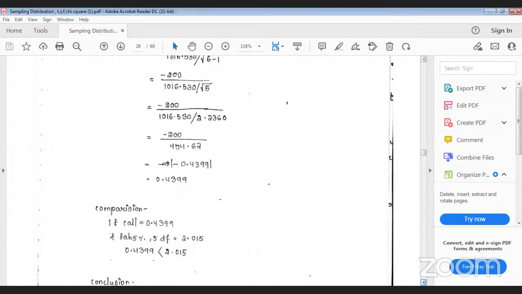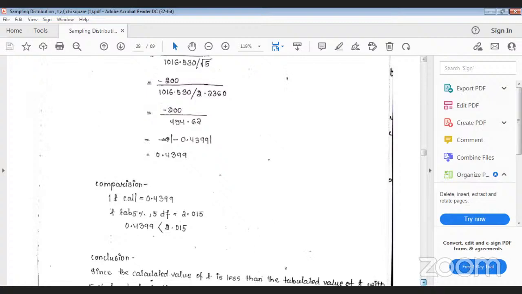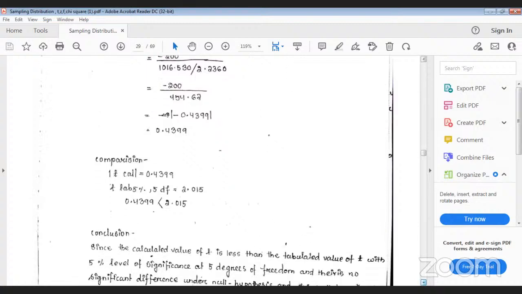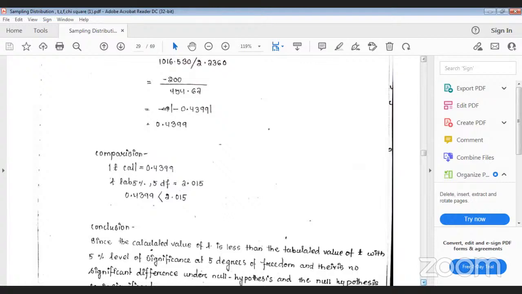T calculated value is 0.4399. T tabulated value is 2.015. Why? Because of 5% level of significance. What is your n here? 6. 6 minus 1 means 5 degrees of freedom. With 5 degrees of freedom and 5% level of significance, the T tabulated value is 2.015. From the T table you'll get it. If you have the book, check the T table: 5 degrees of freedom in the row, 0.05 in the column, and you'll get 2.015. Just to check, you can see that it will be 2.015.